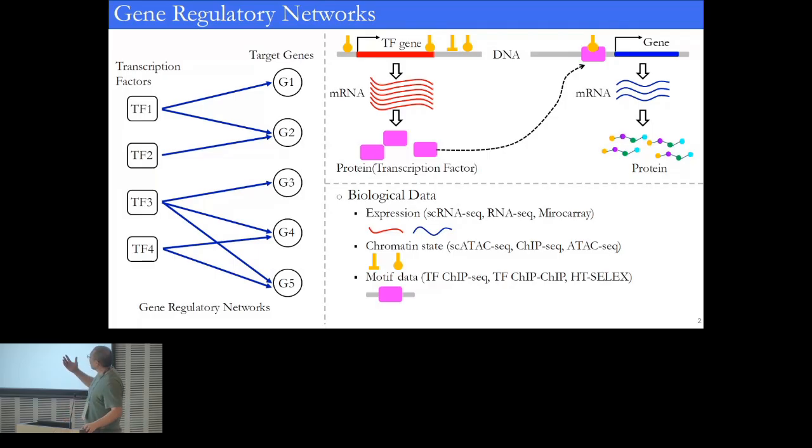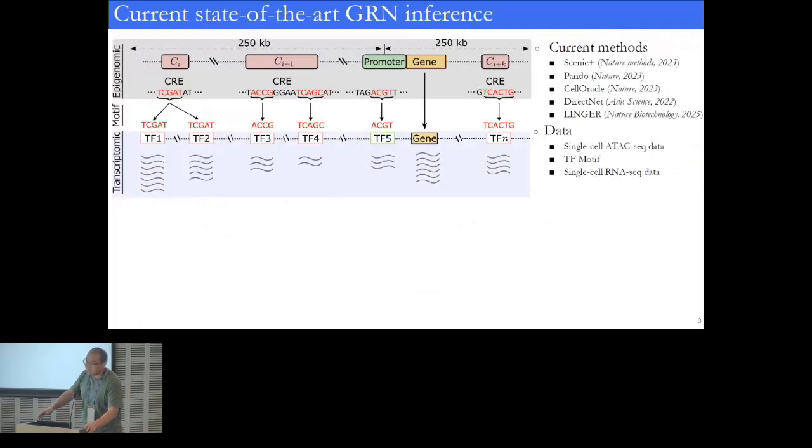Let's look at the state of the art. In the past few years, lots of great methods have been proposed, and they were published in really good journals. They utilize single-cell RNA-seq data, single-cell ATAC-seq data, and motif data to do gene regulation inference, and we are doing something similar. So how does it work?